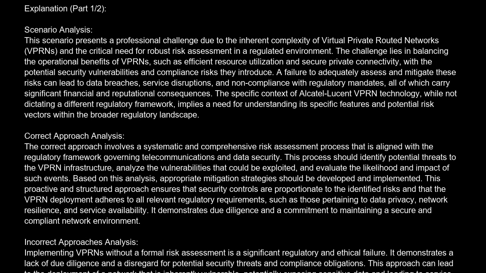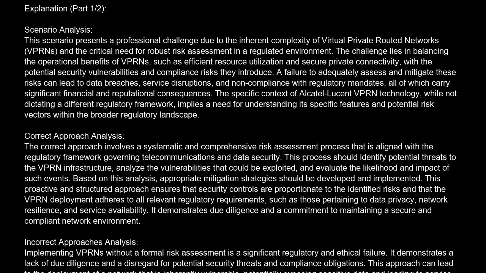Correct answer is D. Conduct a comprehensive risk assessment to identify potential threats, vulnerabilities, and their impact on the VPRN infrastructure and customer data, and develop mitigation strategies. Explanation. Scenario analysis. This scenario presents a professional challenge due to the inherent complexity of virtual private routed networks, VPRN, and the critical need for robust risk assessment in a regulated environment.